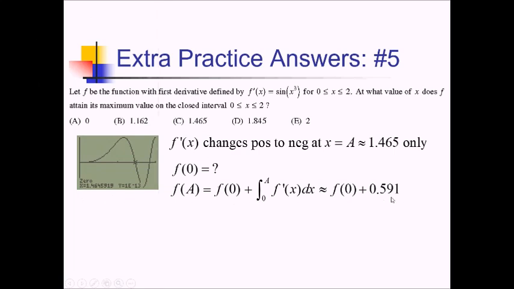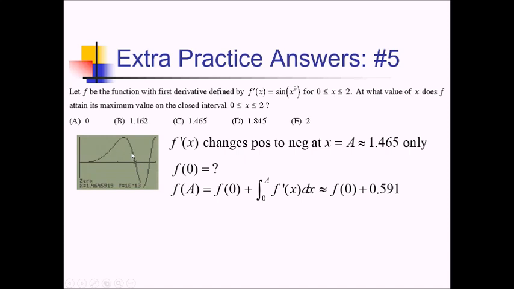Now, without knowing what f of 0 is, we can at least say that f of a is bigger than f of 0. And that makes sense, because if your f prime is positive, which we can see on the graph here, f has been doing nothing but increasing between 0 and point A here. The question, though, is: is this the highest we can get?